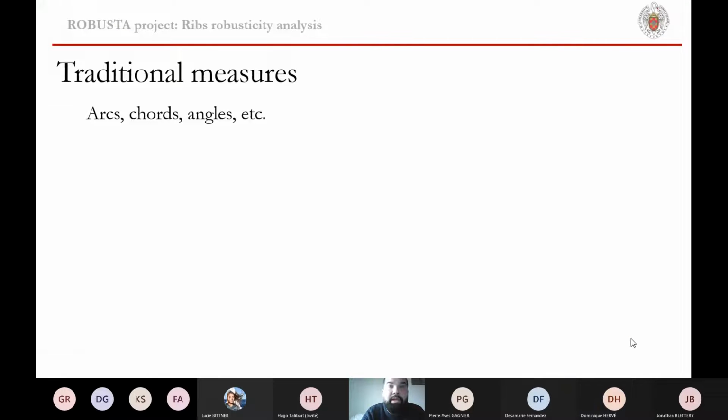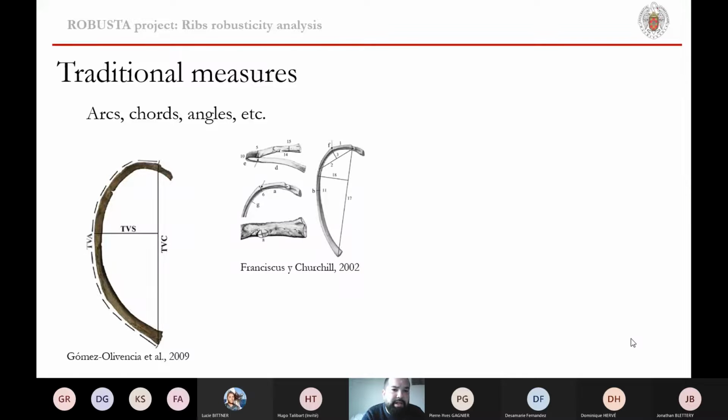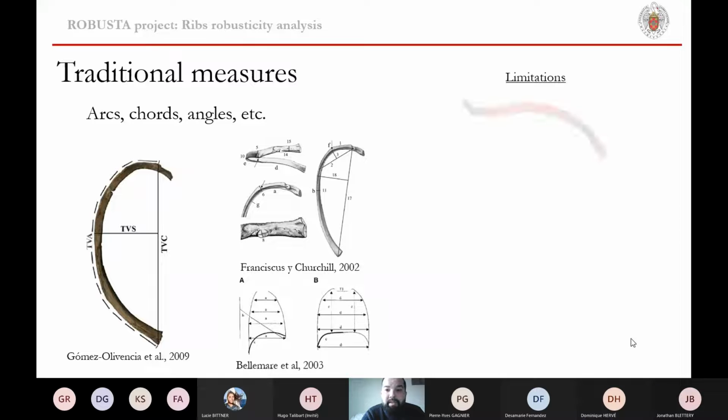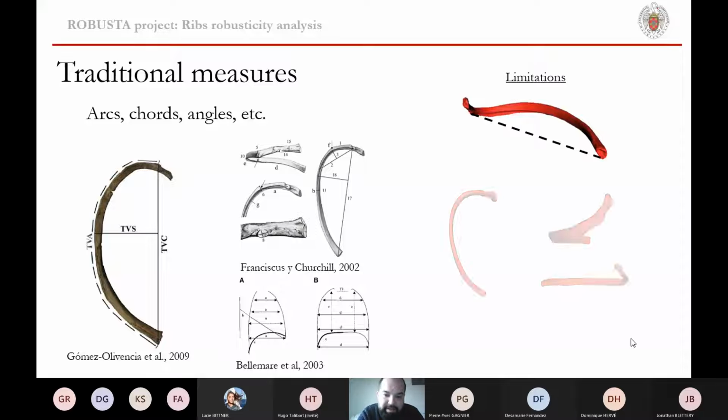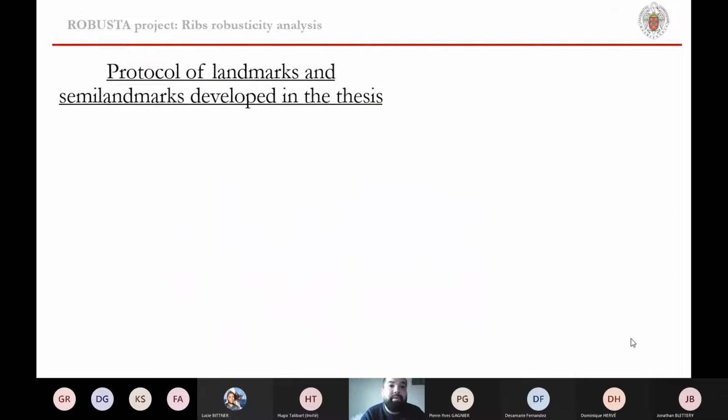And how do we measure the ribs? Okay, so traditionally, ribs were measured using arcs, chords, angles, etc. But these traditional measurements, even though they produce a lot of information, they also have some limitations. So first of all, the 3D morphology of the rib is very complex, as you can see here. So when you use chords, angles, and arcs, there's some information that you don't get. So there's a need for 3D quantification.